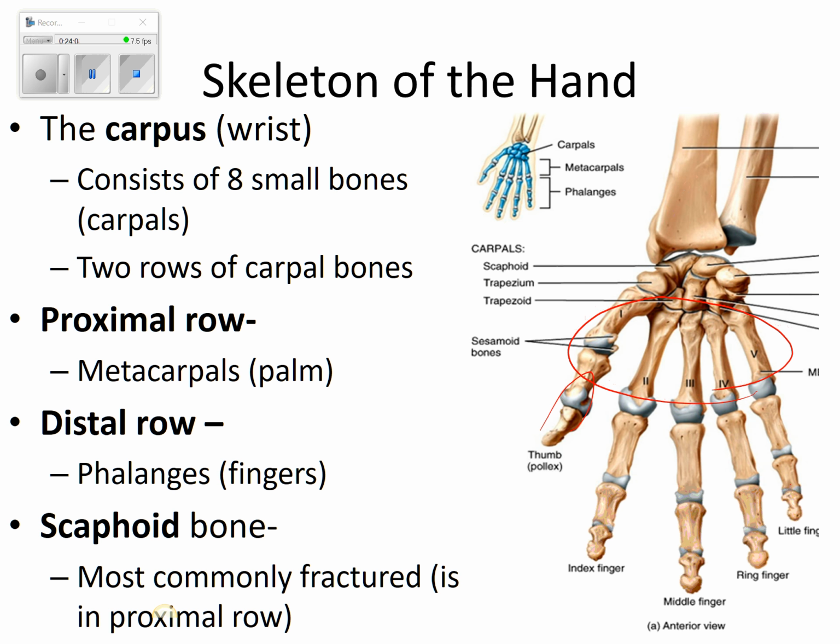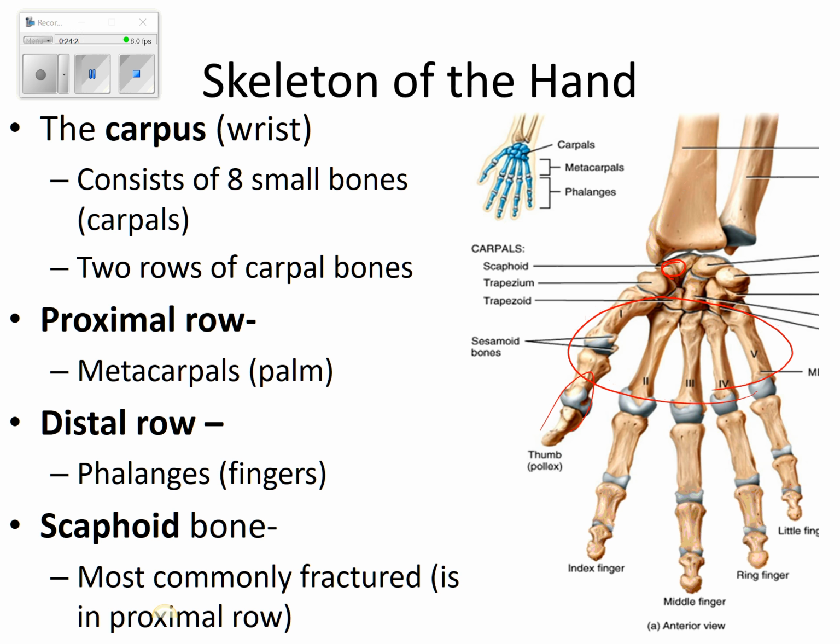One bone that you do need to know in the carpals, the wrist bones, is the scaphoid bone, and here's why you need to know it: that's the most commonly fractured bone in the wrist, and that's on the proximal row of the carpals. You can see it here.